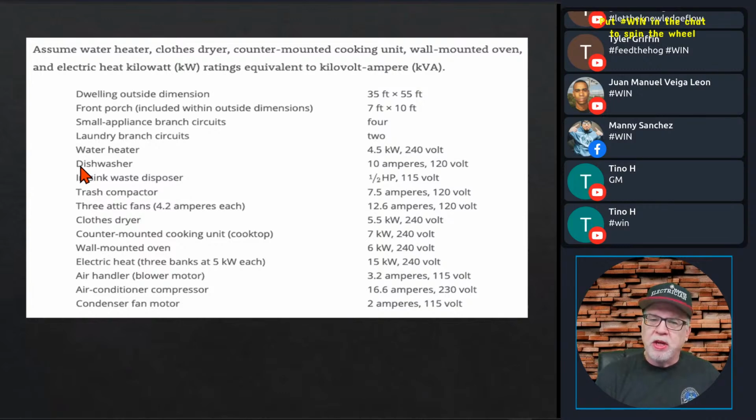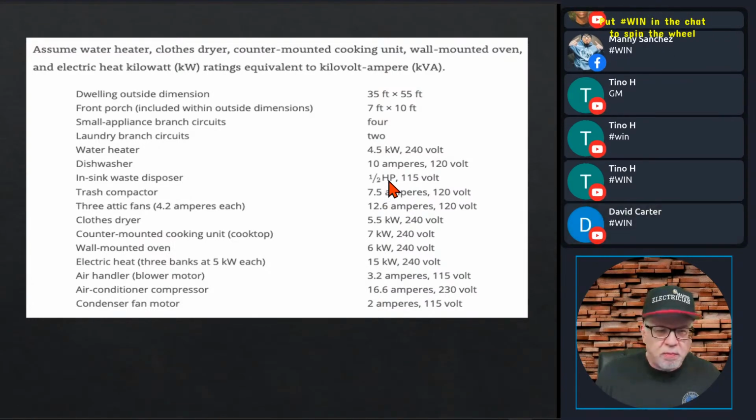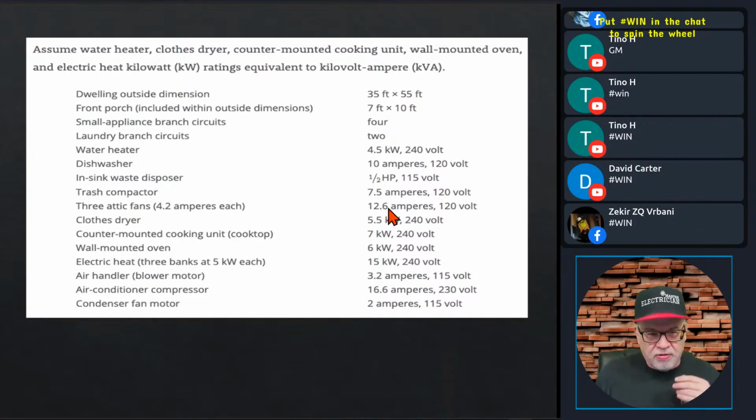So in our existing dwelling that we did before, when we did the standard method, we know we have 4 small appliance branch circuits. We know we have 2 laundry circuits. We know what our water heater is. It's a 4,500 watt water heater, or 4.5 kW water heater. We know we have a dishwasher, 10 amps. We know we have an in-sink waste disposer. We have a trash compactor. We have 3 attic fans.